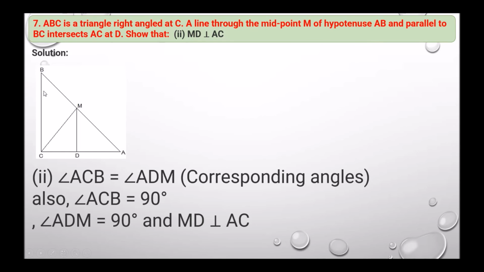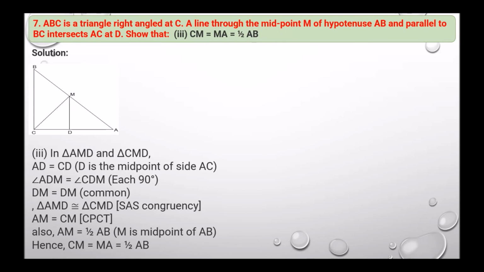MD is perpendicular to AC. So angle ACB equals angle ADM, corresponding angles. Angle ACB is 90 degrees. So angle ADM equals 90 degrees and MD is perpendicular to AC. CM equals MA equals half AB.